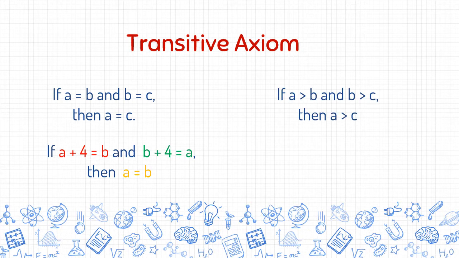Another one, if A is greater than B and B is greater than C, then A is greater than C. Let's check. So let A be equal to 5 and B is equal to 2 and C is equal to 1. So we have 5 is greater than 2, yes, and 2 is greater than 1, right? Then 5 is greater than 1. So this is an example of the transitive axiom.